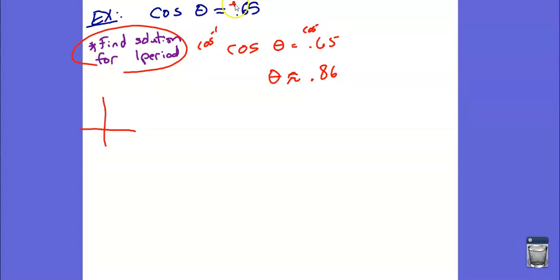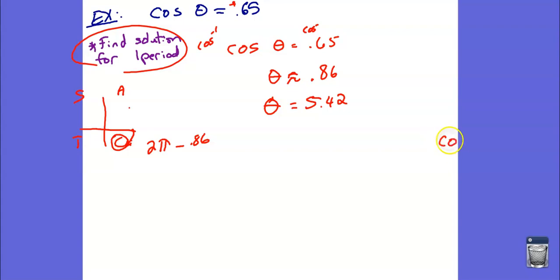It's 0.65, that's a positive number. So all students take calculus. So we're talking about the first and the fourth quadrants. So we're to find the other theta that would give me positive 0.65. It would just be 5.42. I basically took 2 pi, all the way around the circle, which would equal 2 pi minus 0.86. Because I went from 2 pi and I went backwards, or clockwise, to get to my answer. So these are my 2 thetas.